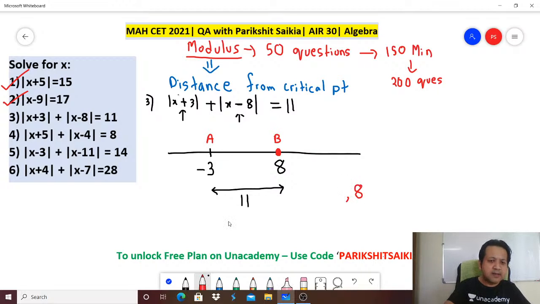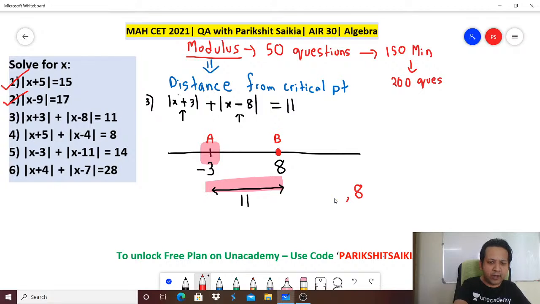Similarly, you can assume the next thing. Assume that A is stationary, the point which I have highlighted. Then B is coming to A's house. The total distance that B covers is this much. Can you see? What is this distance? 11. And you need 11 only. So even this point satisfies. So another answer will be minus 3.